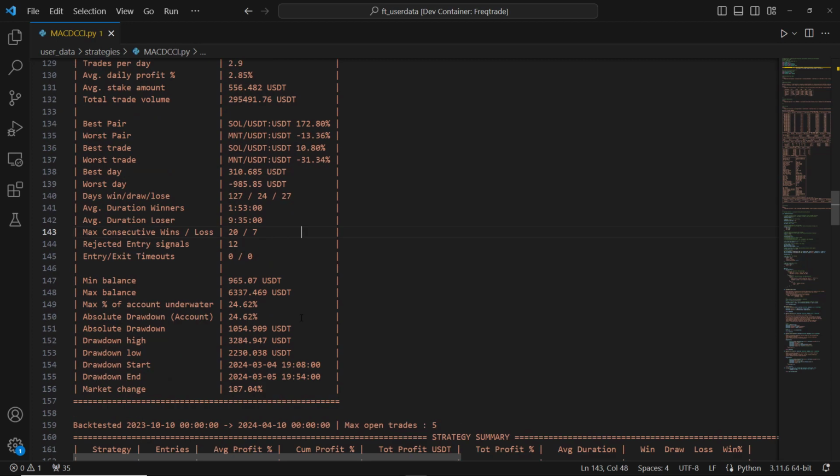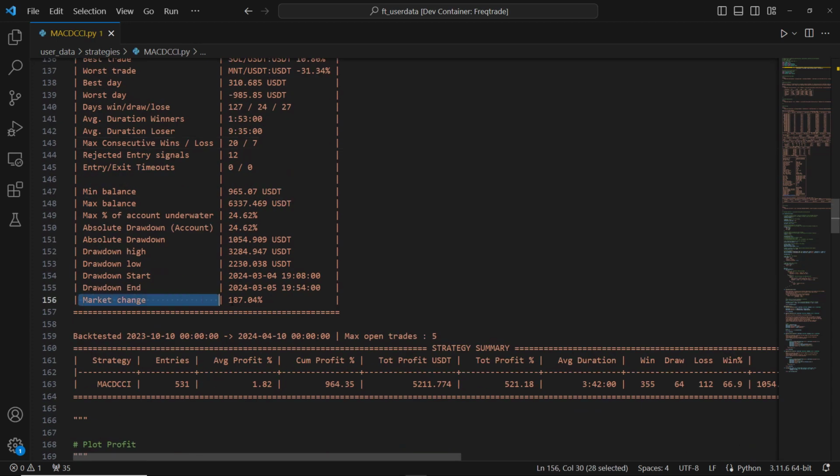Reflecting on the broader market performance over the past 6 months, the market has grown by 187%. This means that if you bought and held these 20 pairs, your profit would be 187%. However, by applying this strategy, the returns could be significantly higher than those gained from a simple buy and hold approach. This underlines the potential value of algorithmic trading and the particular effectiveness of this strategy.